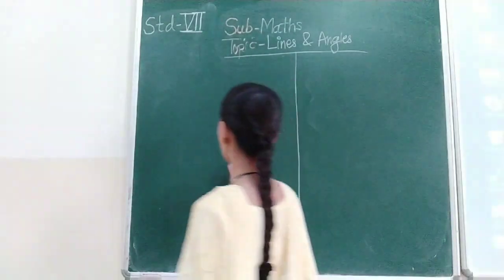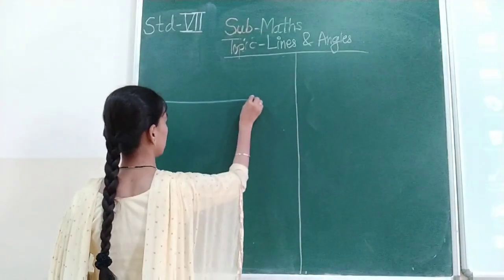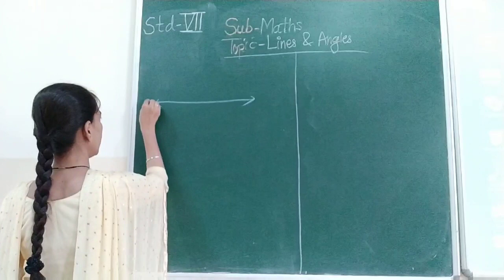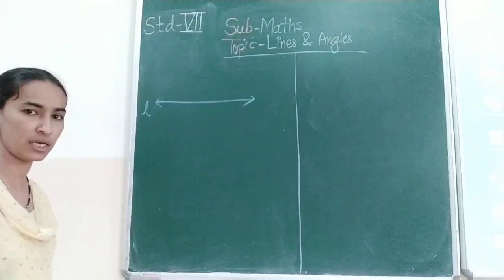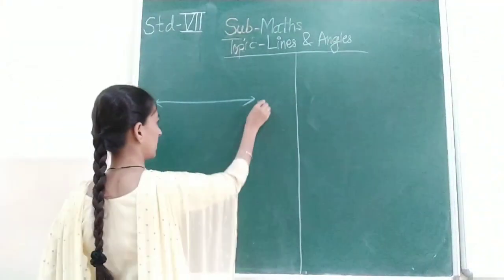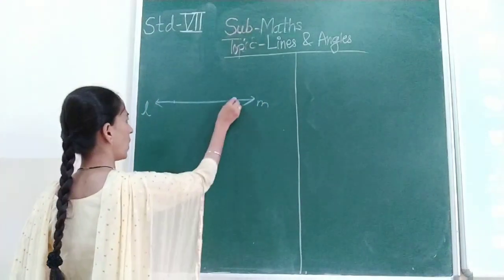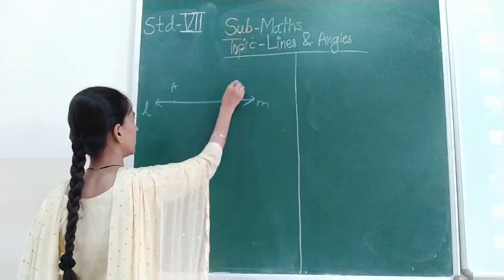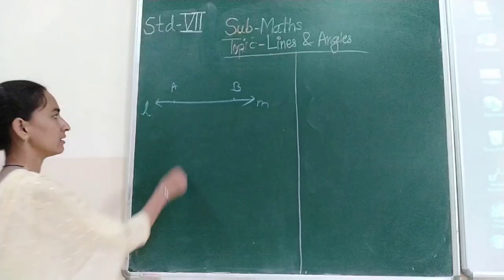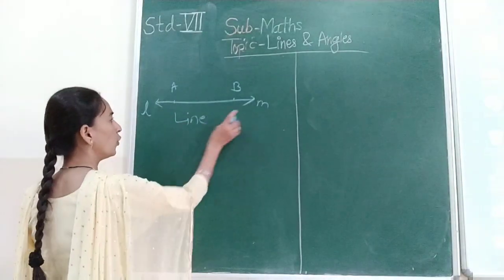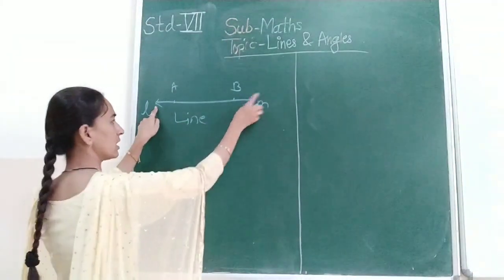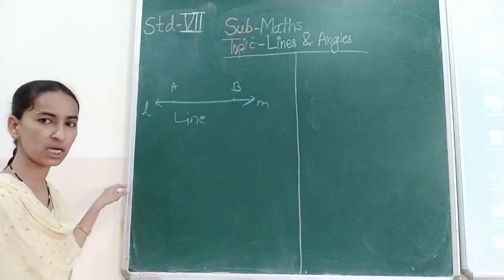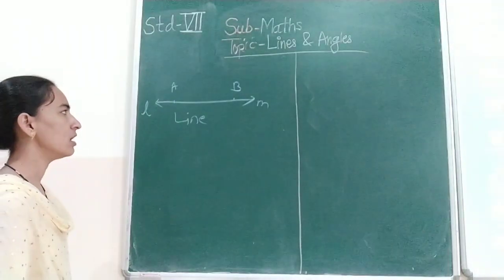See this figure. This is the line. I am giving the name as line L. Here is M, and it requires two points, AB. Okay, this is a line. It has no end points. Okay, it is unlimited from both sides. This is called a line.